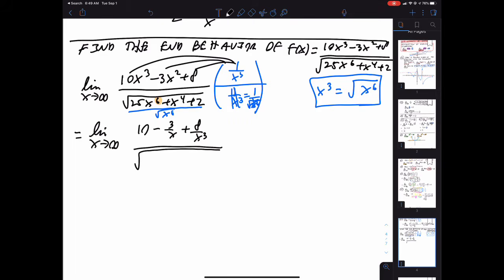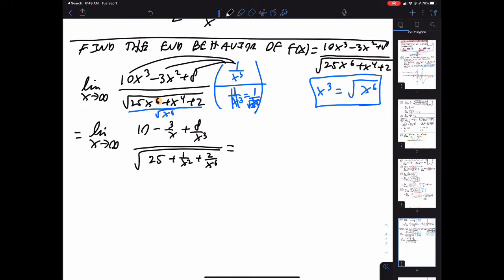So we divide the first ones. The x to the 6th is canceled, leaving 25. We do the x to the 4th divided by x to the 6th. We get 1 over x squared. And the 2 over x to the 6th, clearly we get 2 over x to the 6th. Now we take the limit.